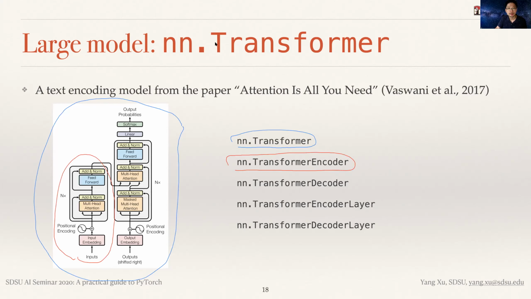Okay, and the transformer decoder indicates the right half, and the encoder layer is just one layer within the encoder. One layer, and the decoder layer is just one layer within this decoder. Okay, so this is a very hierarchical structure, and you can notice that there's an n times here, right? And this n is usually like 12, 24, and even higher in design. So nn.Transformer provides a way to manually build such a model.